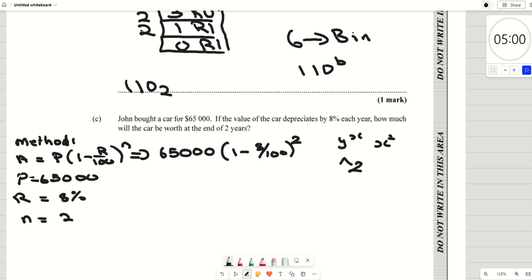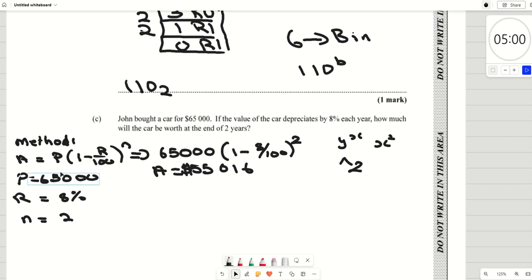So when you're doing this, when you press that, you're going to get the amount for the car. You put this in your calculator, $55,016, and that would be your answer, right, for this question. That is if you remember the formula.